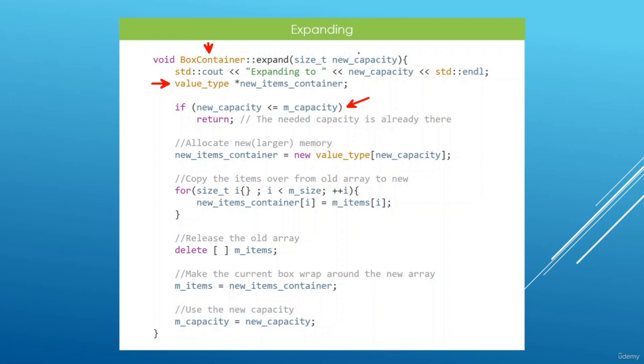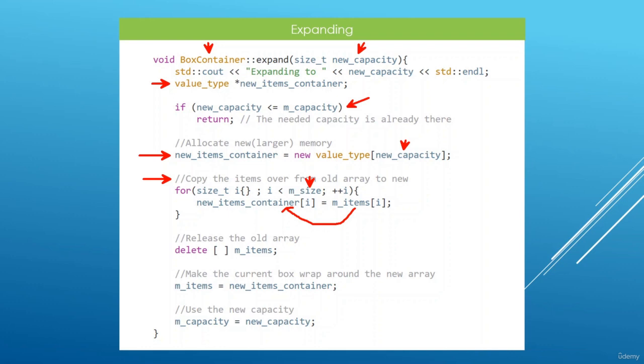Once we know that the new capacity is larger than what we already have, we are going to allocate a new dynamic array which is going to be larger. It is going to be using the new capacity, and we are going to copy elements over from the old array. So we are going to be looping this number of times, and we are going to be copying elements from the old array into the new array. This is the syntax we use here to do that.